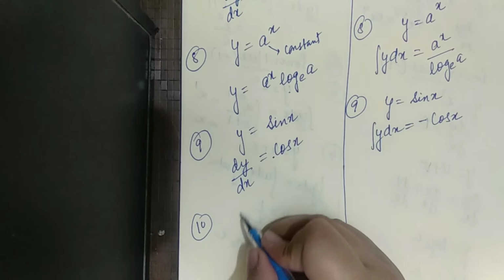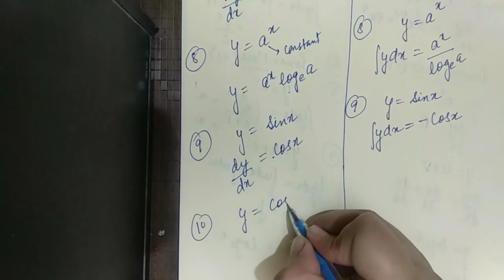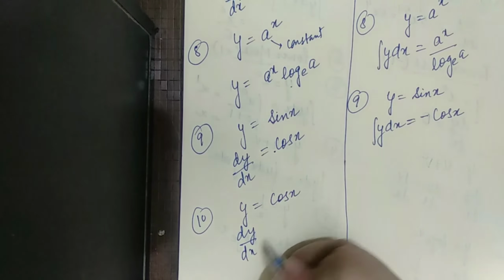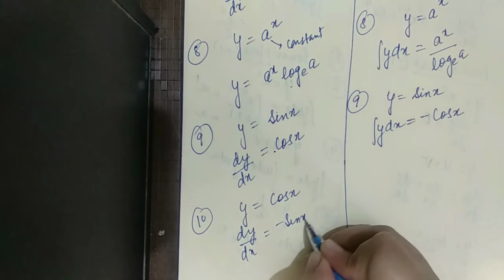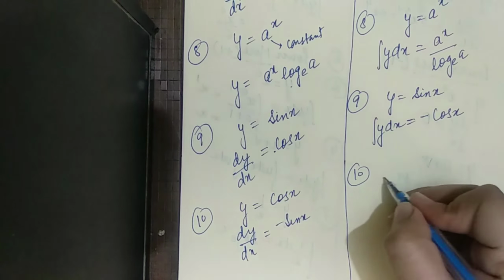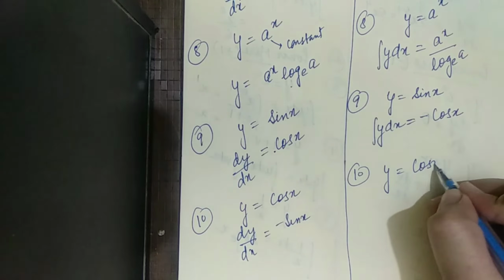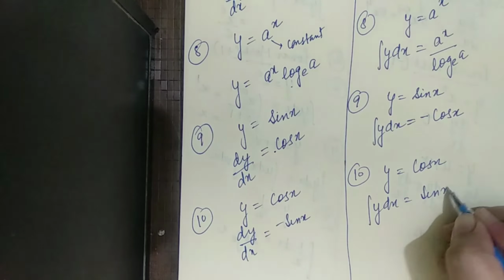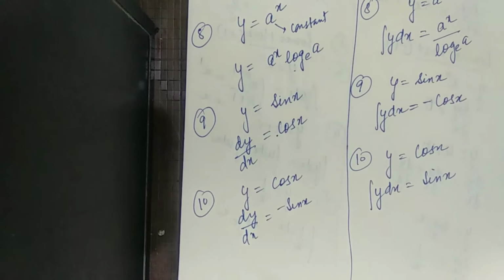The next one is, if y is equal to cos x, then dy by dx was minus sin x. So here, if y is equal to cos x, the integral of y dx will be equal to plus sin x. I hope that you are getting my idea of how we can transform the formula from differentiation to integration.